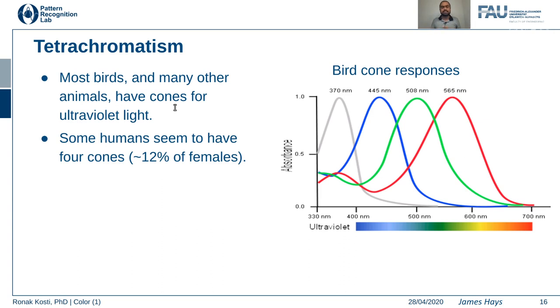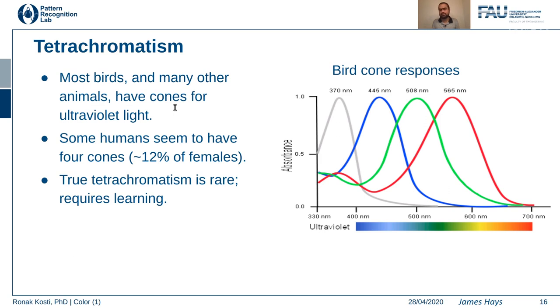And the most interesting part is that some humans also seem to have tetrachromatism. It is estimated that around 12% of females have this. However, the problem is that true tetrachromatism is rare and it requires learning. And why is this so? Because the teachers who teach you about colors tell you that there are three colors, like I did a while back. I said that there are three major colors in a human retina. And therefore, when you are a tetrachromatic person, you are not really recognizing the fourth band of colors, because when you learn the association between the words and the actual colors, you miss out on this fourth one, because the teachers don't teach you about the fourth band of colors.